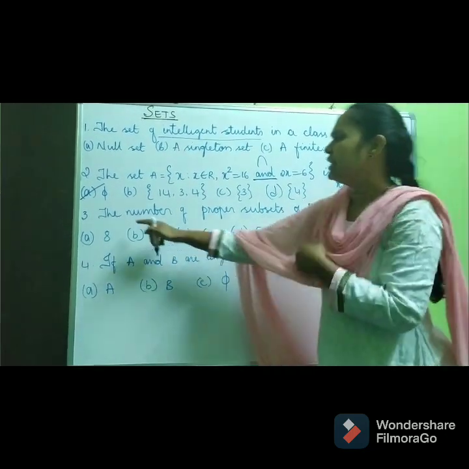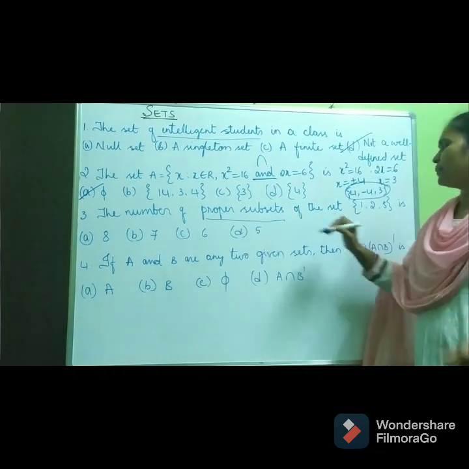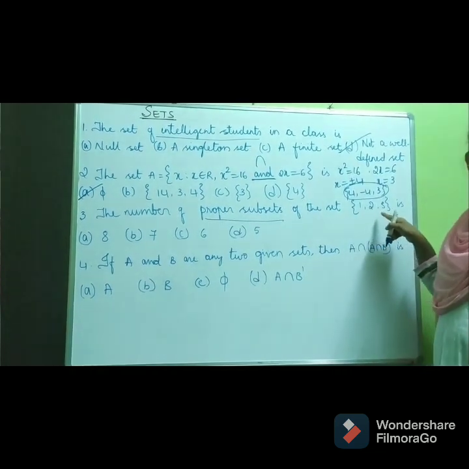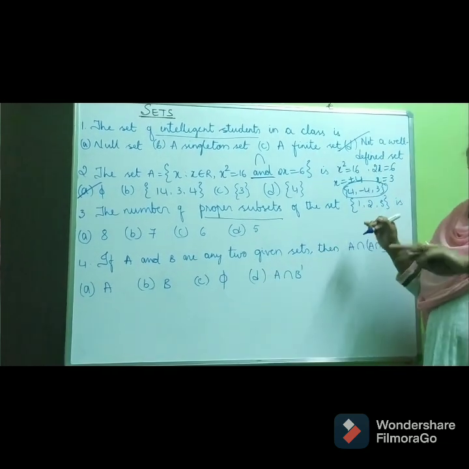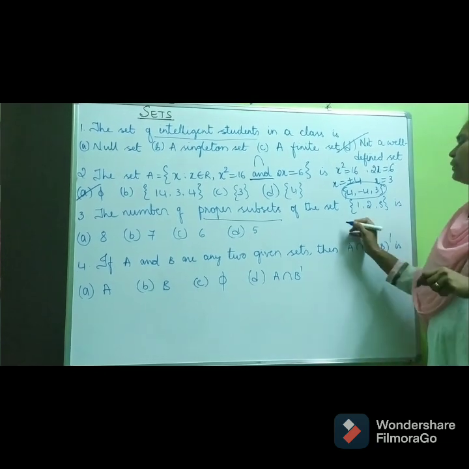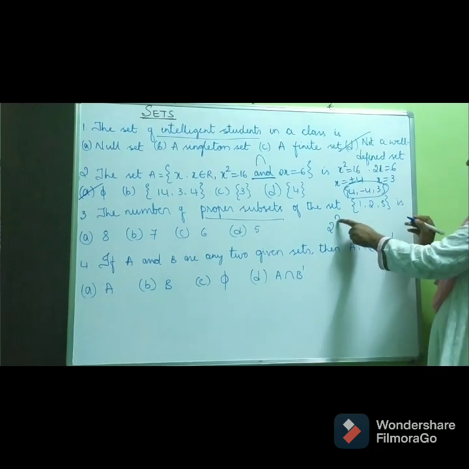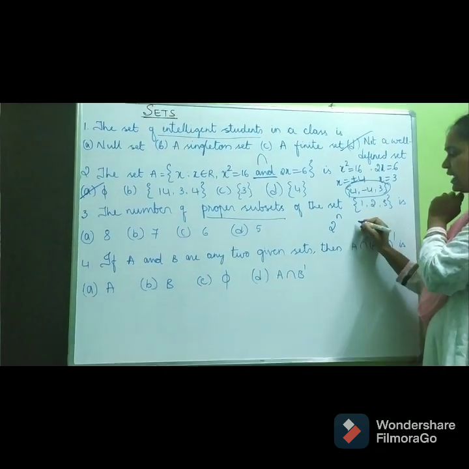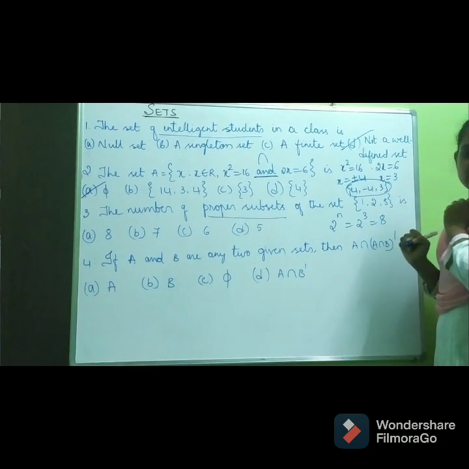Look at the third one. The number of proper subsets of the set {1, 2, 3}. Proper subset means what? The set itself can't be a proper subset. Remaining all are proper subsets. How many subsets will be there? 2 to the power n. Here in place of n you have to substitute 3. Therefore it will become 2 cube, and we all know 2 cube is equal to 8.